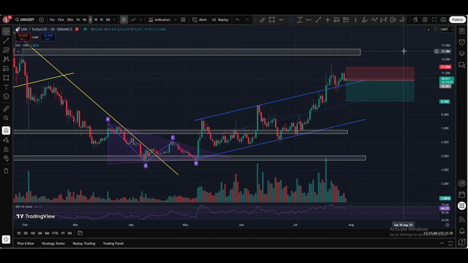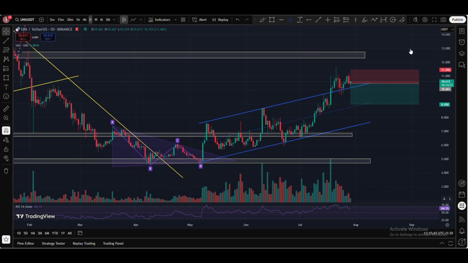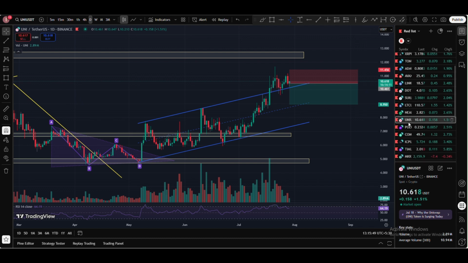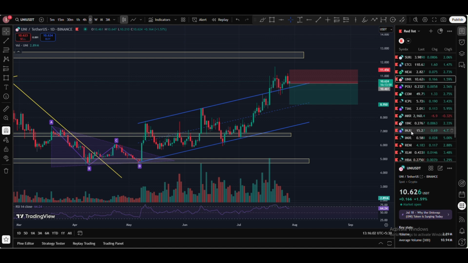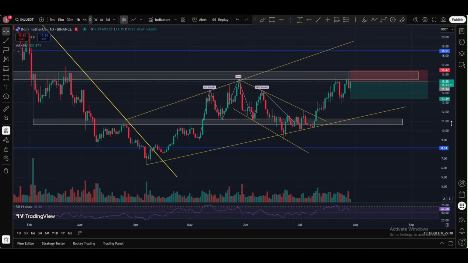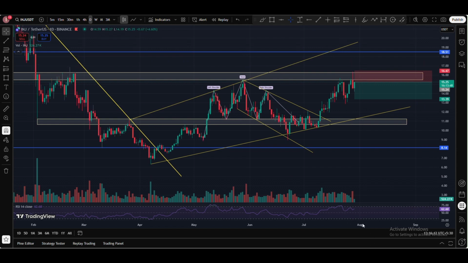So now I am going to the next trade idea. Wait a minute. INJ chart. Now I am placing the trade.